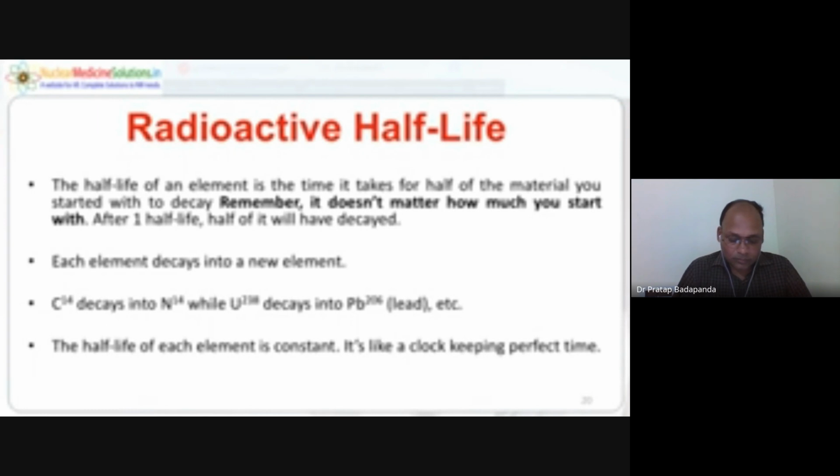Each element decays into a new element, like carbon-14 decays into nitrogen-14, while uranium-238 decays into lead-206. The half-life of each element is constant. It is like a clock keeping perfect time. Whatever the physical or chemical form the radioisotope is in, half-life never changes. Half-life is always the time in which half the radionuclide decays from its original value, and that remains constant.